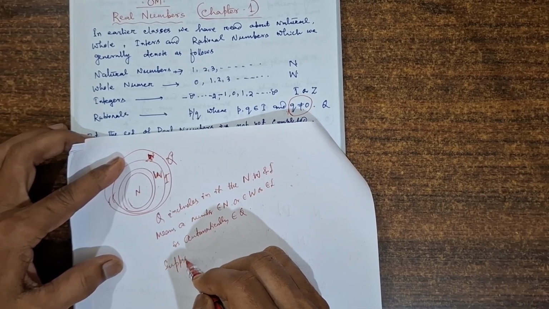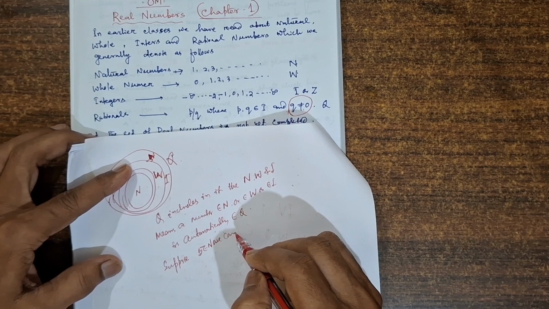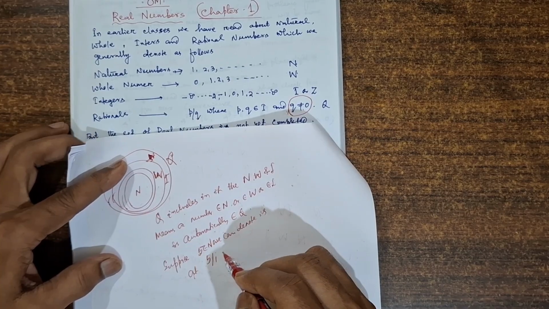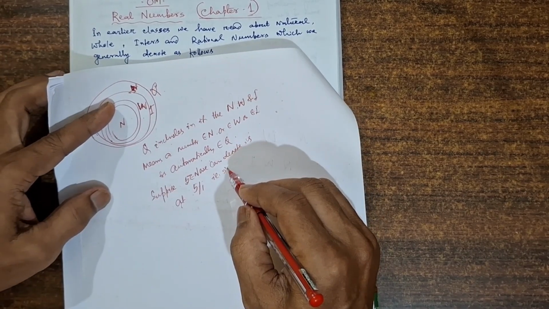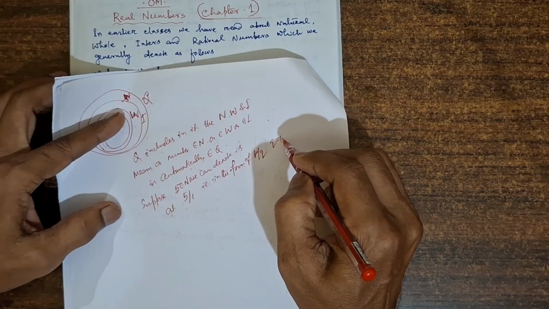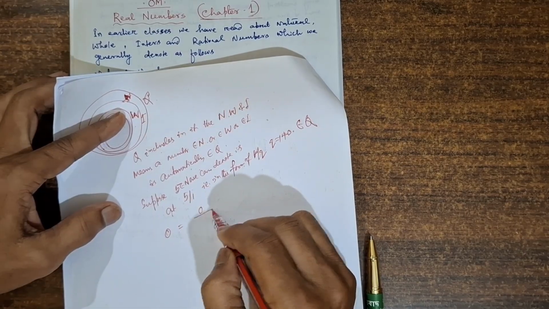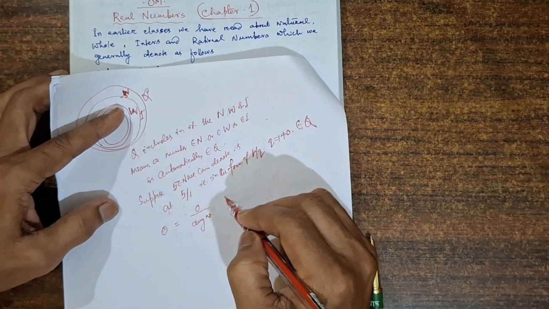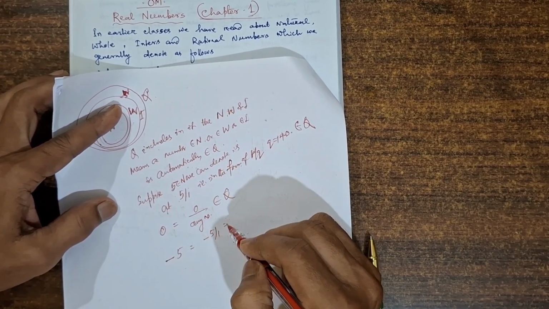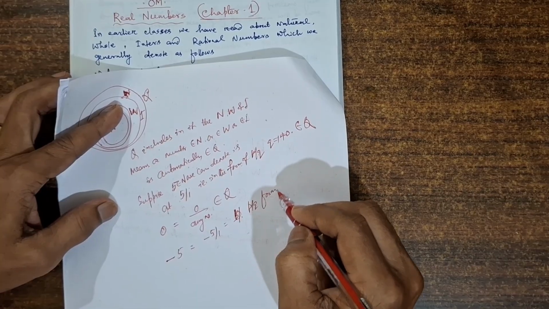Suppose 5, we can denote it as 5 by 1, that is, in the form of p by q, where q is equal to 1, not equal to 0, so it belongs to Q. 0 is equal to 0 by any number, which belongs to Q. Minus 5 is equal to minus 5 by 1, which is in p by q form, so it belongs to Q.